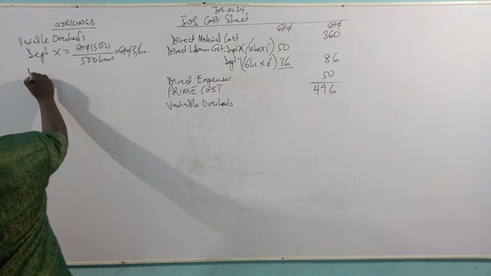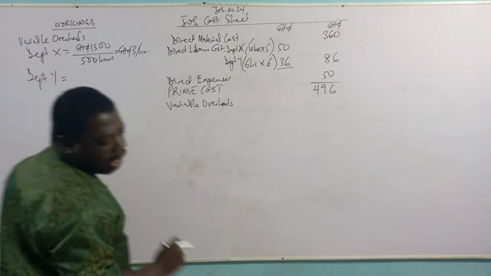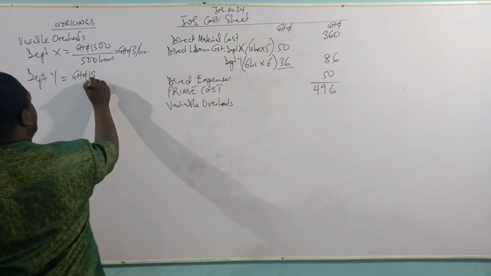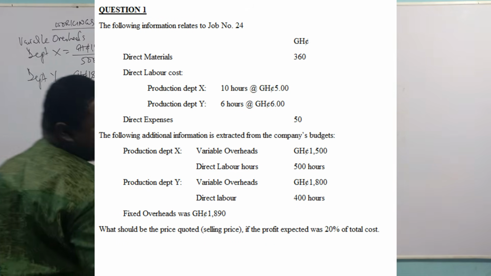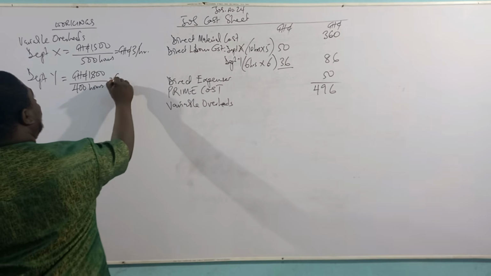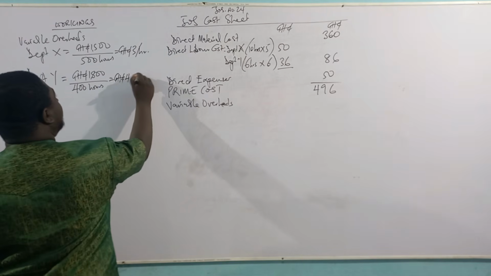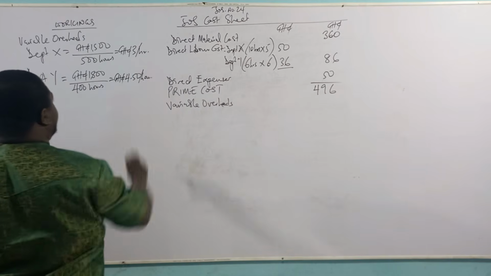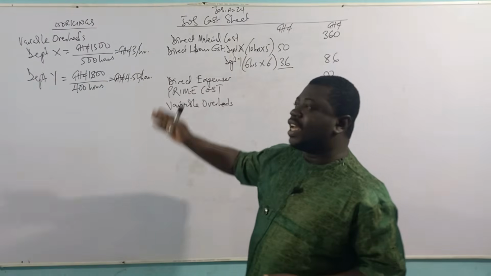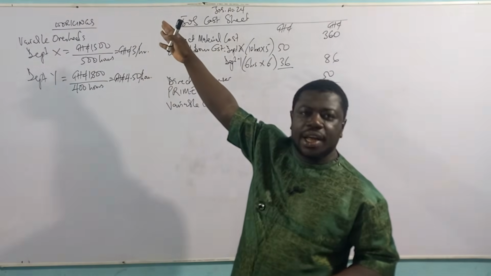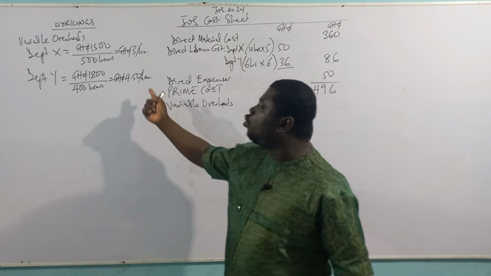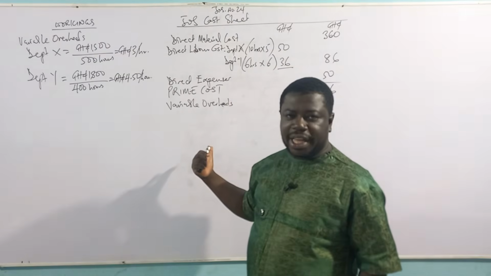And for the same variable overheads for department Y, the total cost budgeted for department Y is 1,800 Ghana cedis, and then the total direct labor hours expected to be used was 400 hours. And therefore, it's going to give us 4 cedis 50 pesewas per hour. And that is the absorption rate for variable overheads. So this is how to get your overhead absorption rate: your total overhead over your total labor hours. And that is how we get these two rates. We are going to use these rates to estimate the variable overheads in the job cost sheet.